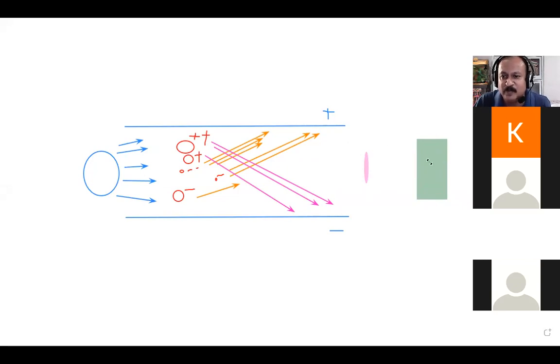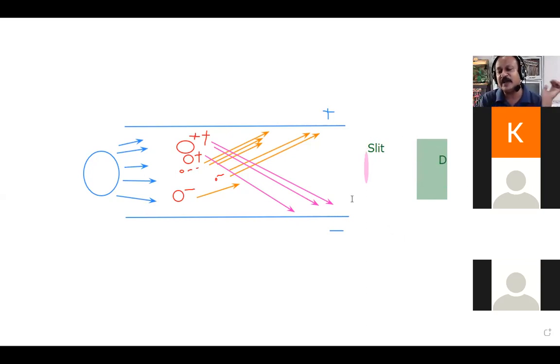So let me put the text here. This is the detector, right? And this is the slit, from where the ions are going to come out and they will fall on the detector.